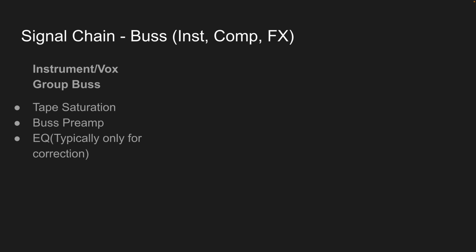an EQ. Typically, I only use the EQ for any kind of corrective thing. So if I have a drum bus, for instance, and I run all my drums into that bus, I have my tape saturation, my preamp, and then I'm listening to it, and all my individual tracks are EQ'd pretty well, but there's just something unpleasant in the high end when all of them come together. Then I'll put a little EQ on that bus track and take it out of the whole drum mix. You think of it as a master track for that instrument group.